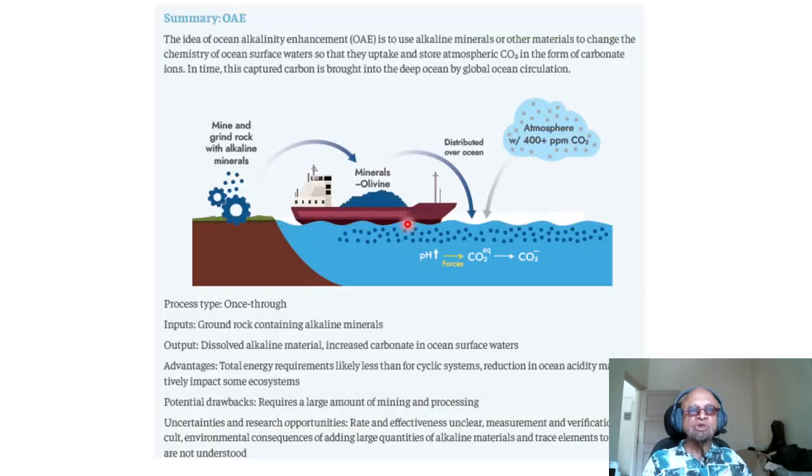Ocean alkalinity, again, we have looked at before. You again take mined and ground up alkaline material in a ship and put it into the ocean, and you are increasing the pH, and that forces CO2 into the water and produces carbonate ions, which can offset the acidification.